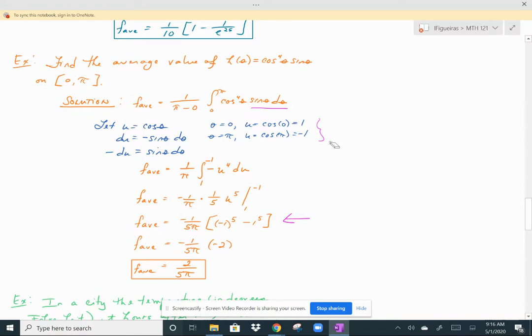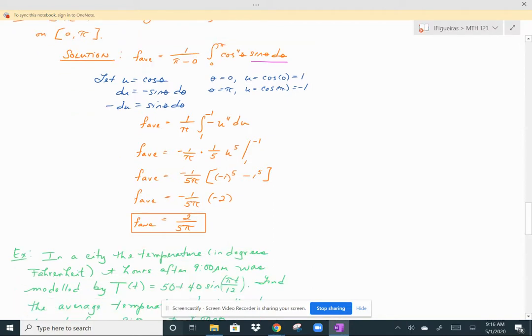So now you do the work. The inside of the bracket becomes negative 2. Multiply negative 2 by negative 1 over 5 pi, and you get 2 over 5 pi is your average value.